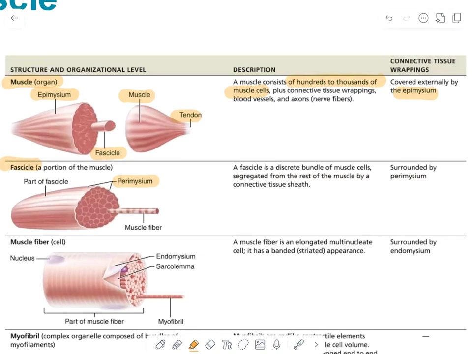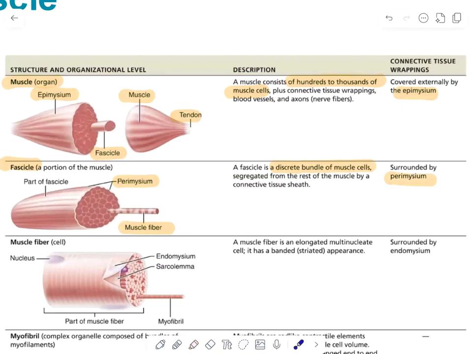Then if we take out an individual muscle fiber, we see it on this particular row. If we could imagine a group of hot dogs and you put a rope around all the hot dogs, that would be the perimysium. Then if we took one individual hot dog out, that hot dog would represent the muscle fiber. So the fascicle is a discrete bundle of muscle cells, and it's surrounded by the perimysium.